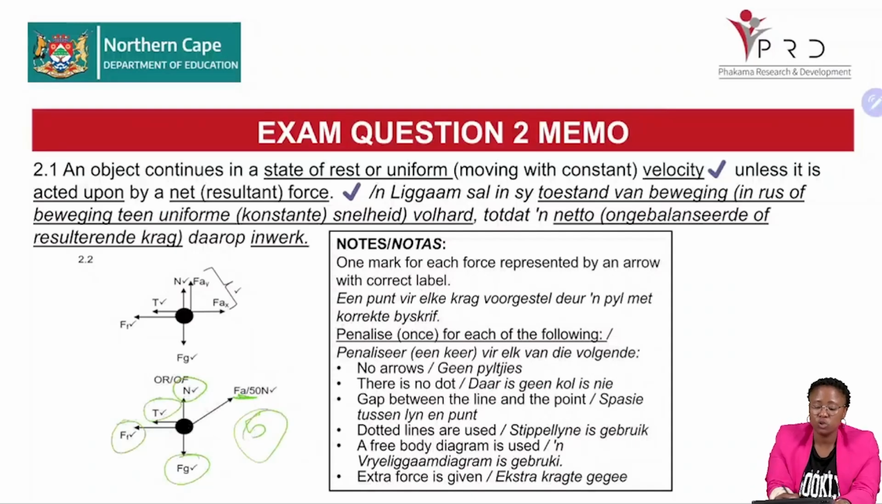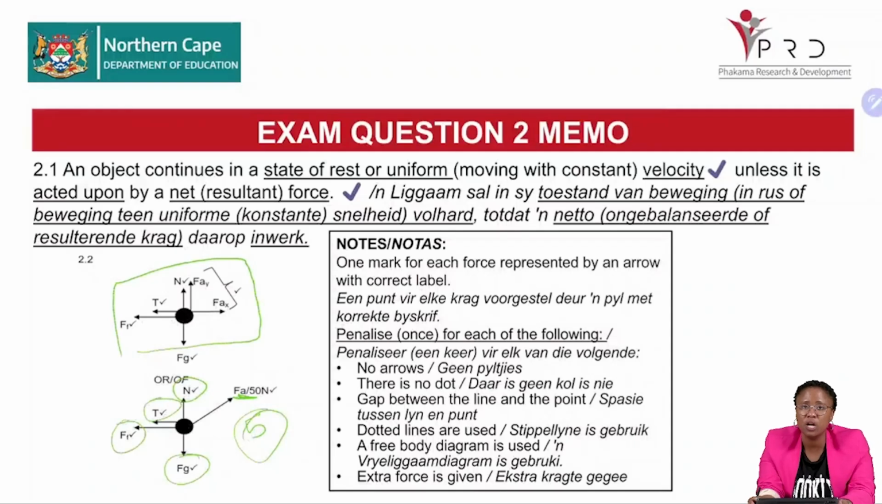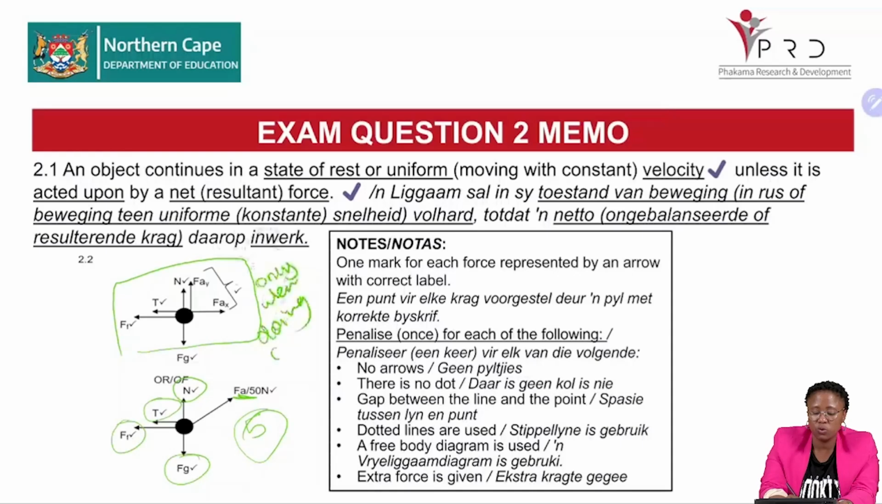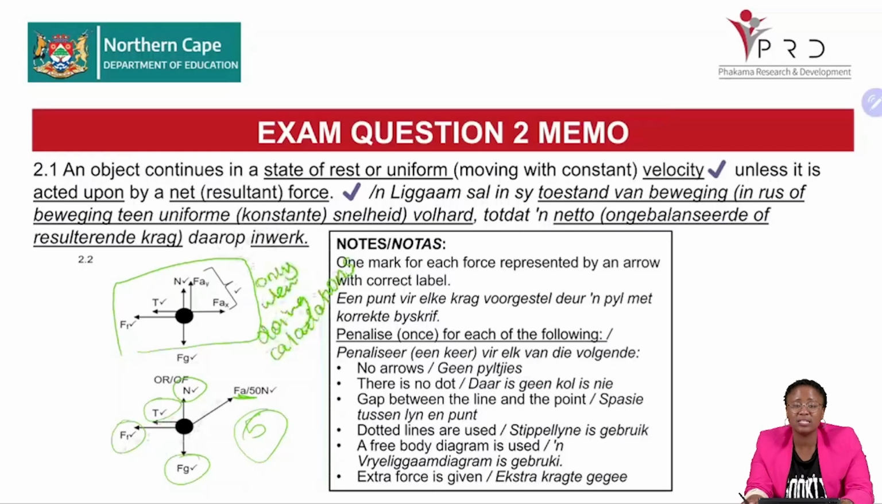Was 5 marks. So I'm going to say to you, this was accepted in the past. So please, this year, let us try not to draw using the components. You only draw this when you are using calculation. So maybe let me make a note for you. Only when doing calculations. The only one that you use when you draw the free body diagram, that is the correct one.